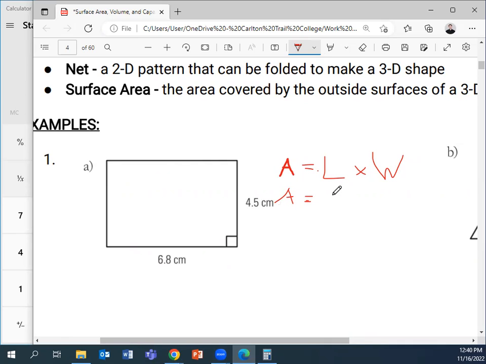what's my length? 6.8. Yeah. Not only 6.8, this is a common mistake people make, 6.8 centimeters. You have to pay attention to these units because eventually there'll be a question that's not going to have the same ones. And then what's my width? 4.5, right? Yeah, 4.5 centimeters. And so when I multiply these together, because that's what it's telling me to do, right? Length times width, what does that give me?